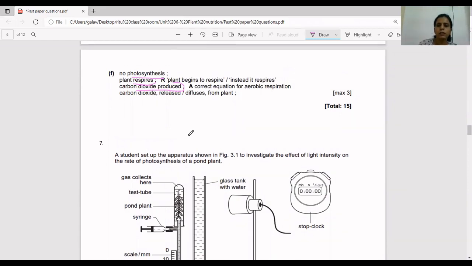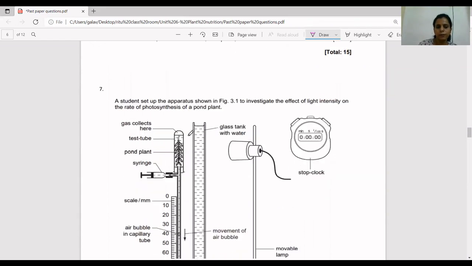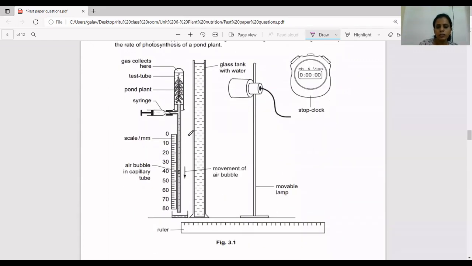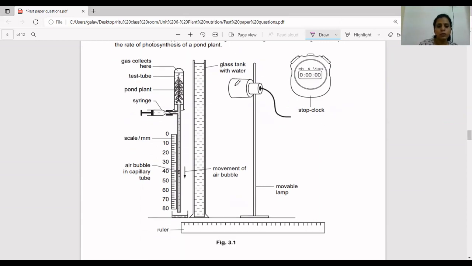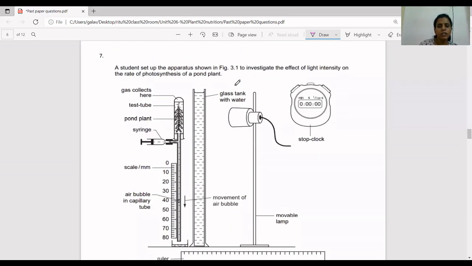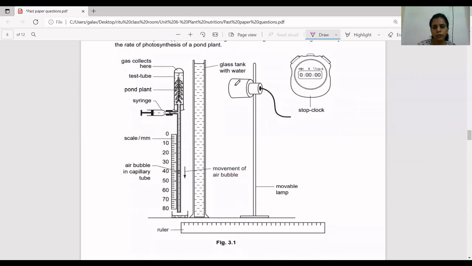And the last question which we are going to discuss in this unit is this one. A student set up the apparatus shown in figure 3.1 to investigate the effect of light intensity on the rate of photosynthesis of a pond plant. Now what we did in the previous experiment was investigate the importance of carbon dioxide gas for photosynthesis. Here in this experiment, the student is investigating the importance of light intensity for the process of photosynthesis.